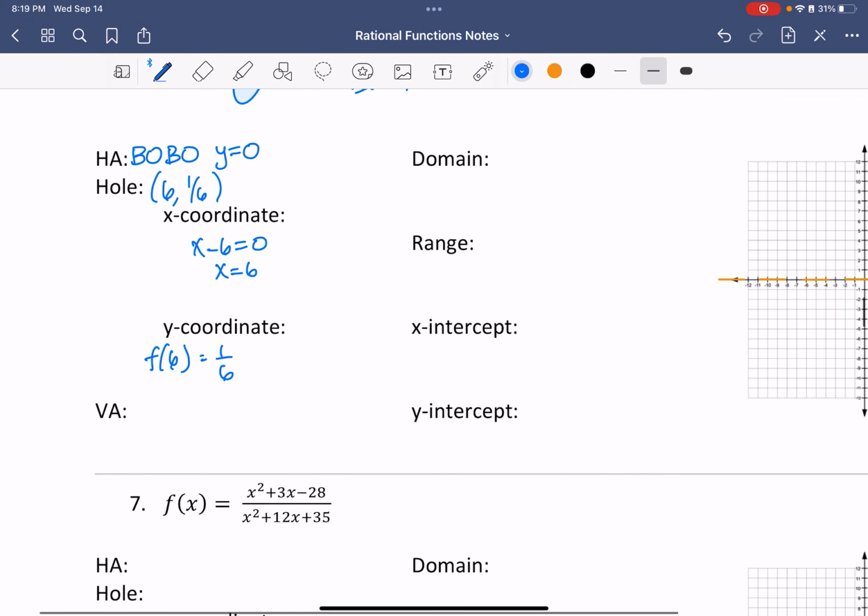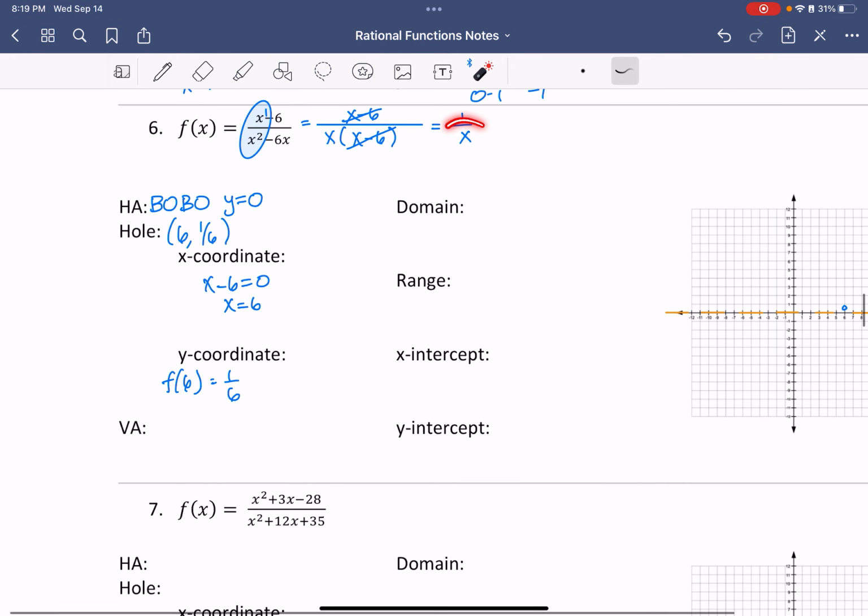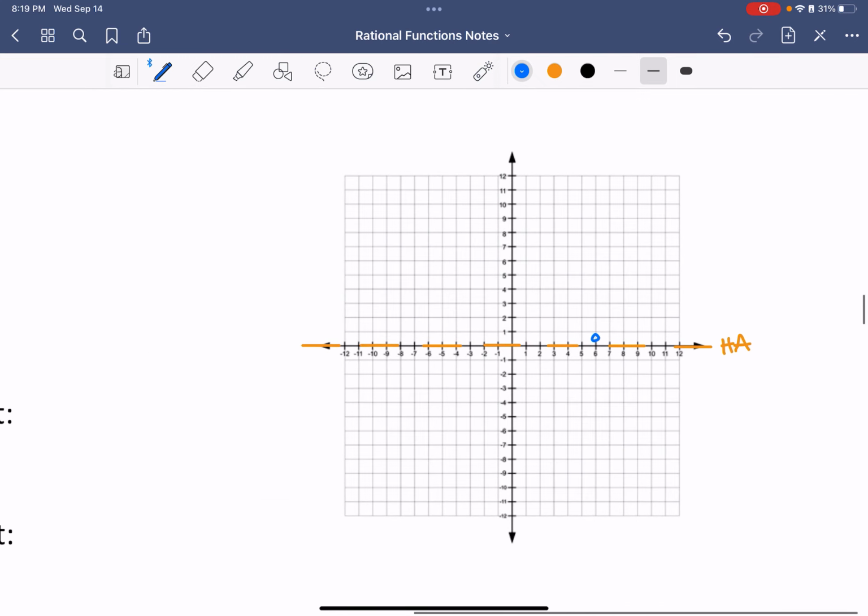For the vertical asymptote, you grab the denominator, which is x, and set it equal to 0. Usually we have to solve, but this one is already basically done. It's just x equals 0, so we can go straight to the graph and plot this dashed line at x equals 0.